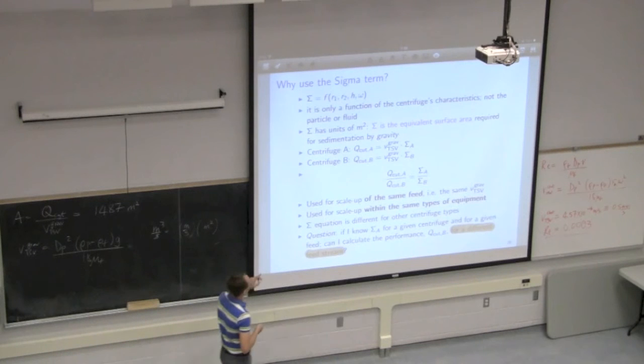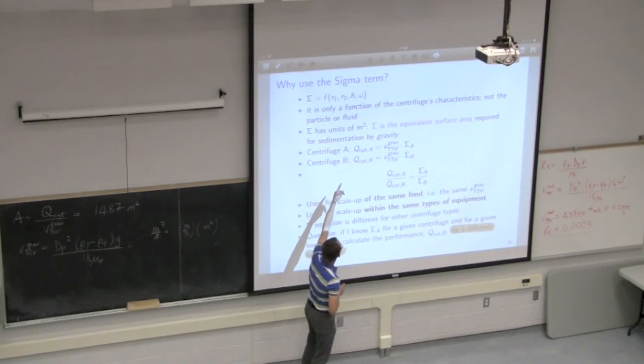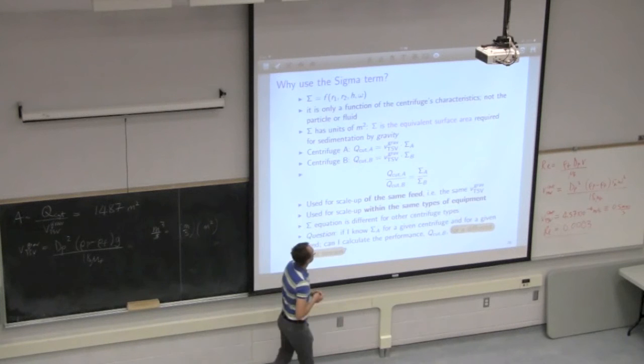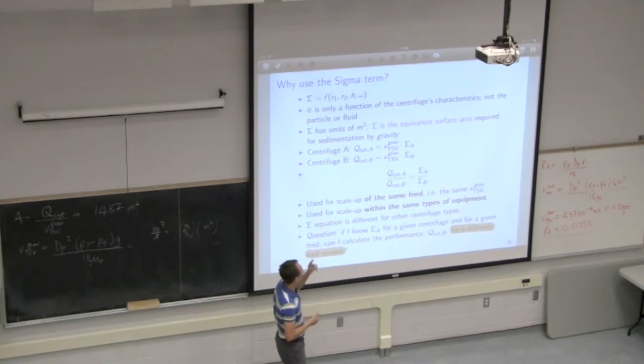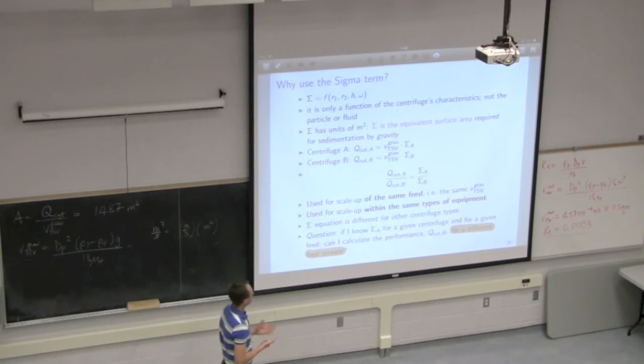So let's take that formula for one centrifuge, centrifuge A. The Q-cut, the volumetric flow rate I can achieve in that first centrifuge, is a product of the terminal settling velocity under gravity multiplied by sigma A. And then I repeat that for a second centrifuge. Q-cut B is the same terminal settling velocity multiplied by sigma B.